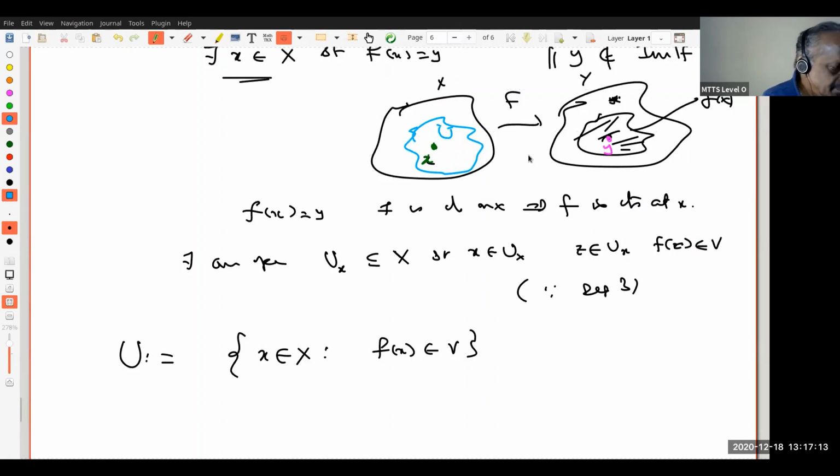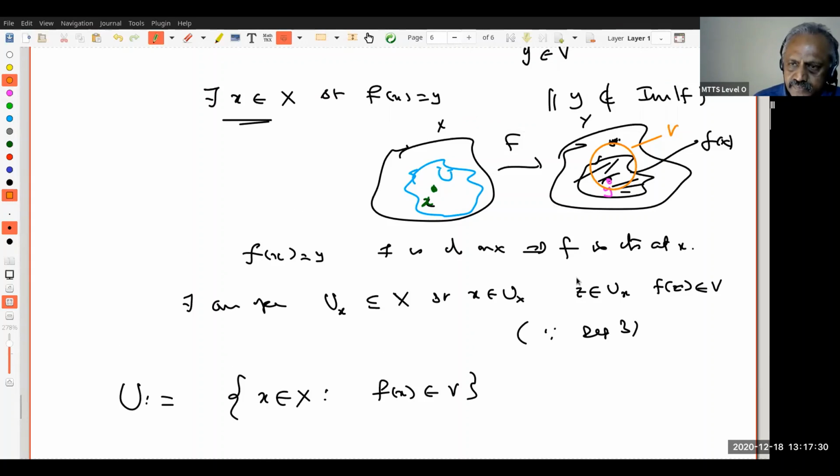Maybe it's also a good picture to have my V. This is my f(X), and my V may be like this. And y happens to be there, or y may not also be there in f(X). Do you understand this? Yes, V is an open set, and this is the image.